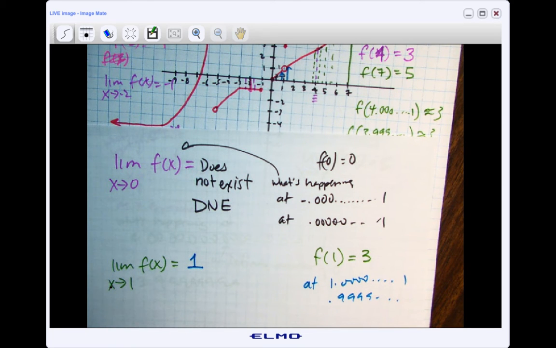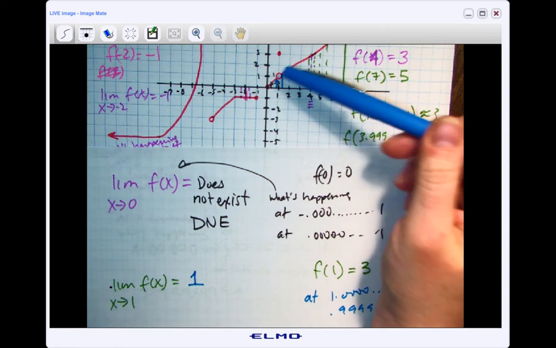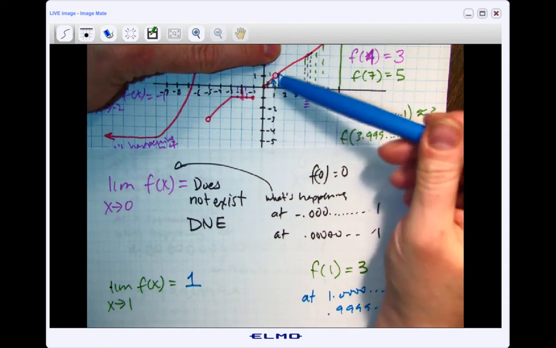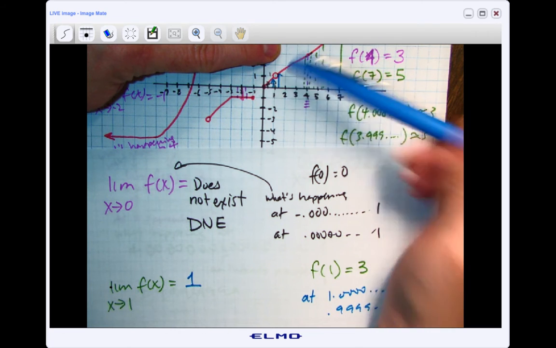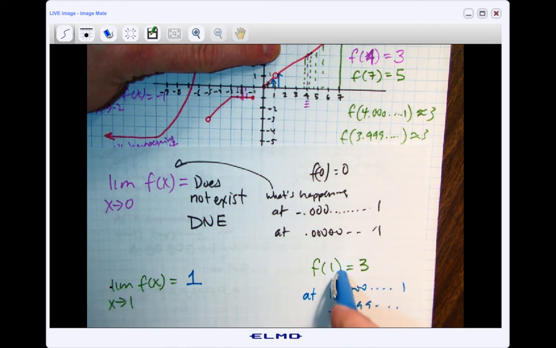Okay? Weird, right? Because we're not asking what happens at that moment in time. Just like right next to me, what's happening. That's what I want to know. So it would be the same if this wasn't here, actually. If we didn't have this point, the limit would still be 1. It doesn't matter what this is. It only matters what's happening here and here.